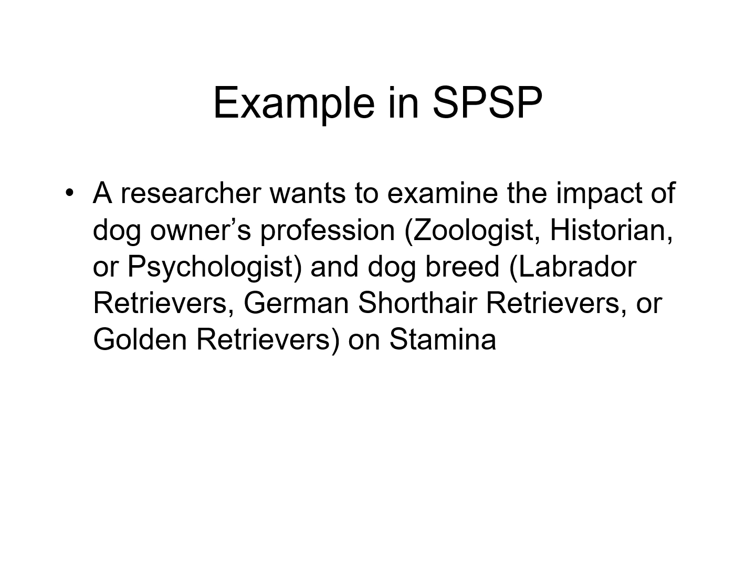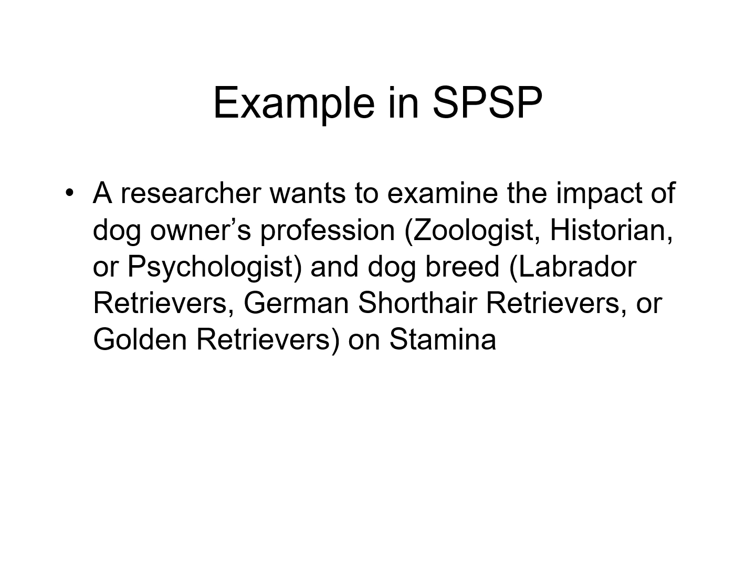So I want to run through a little bit more of a complex example in SPSS because it's going to let us look at all of the steps through this process. So we have a researcher who has basically got a sample of zoologists, historians, and psychologists who either own a Labrador Retriever, a German Short-Haired Retriever, or a Golden Retriever. And he has the outcome of their personal stamina.